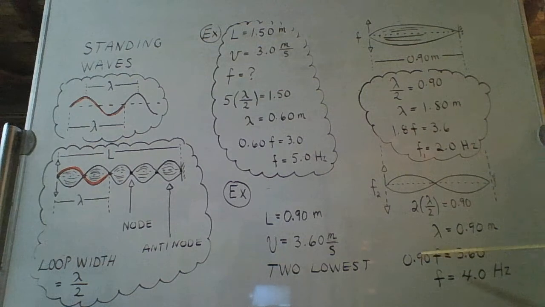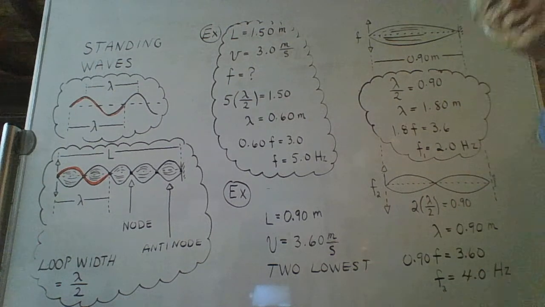Again comes the wave equation. Lambda times f equals speed v. Lambda is 0.90, f is unknown, solve for f. Final answer, 4 hertz. And I'll label that second of the 2 frequencies as f subscript 2.